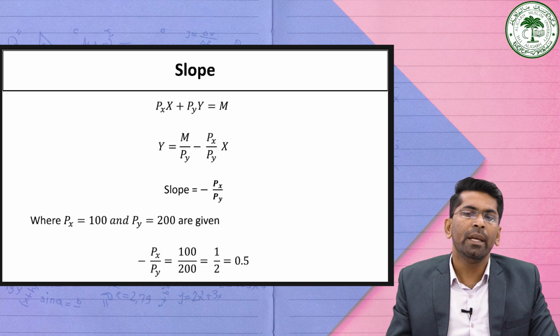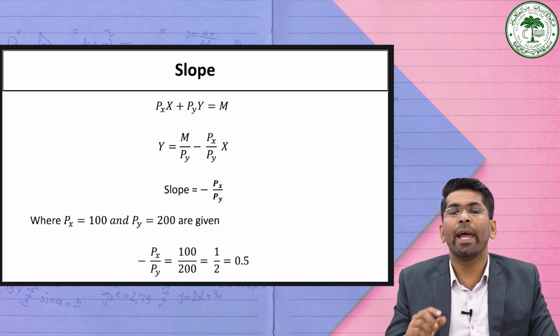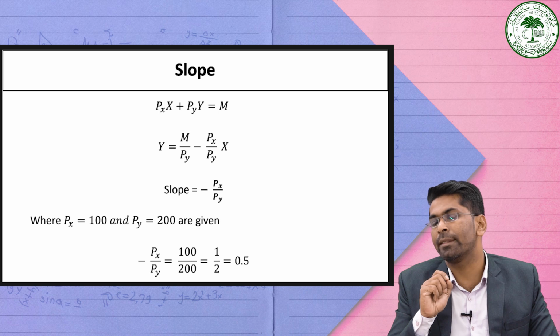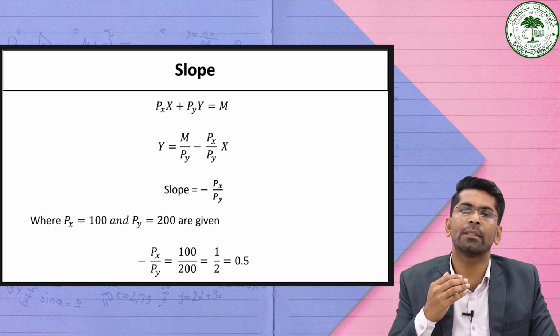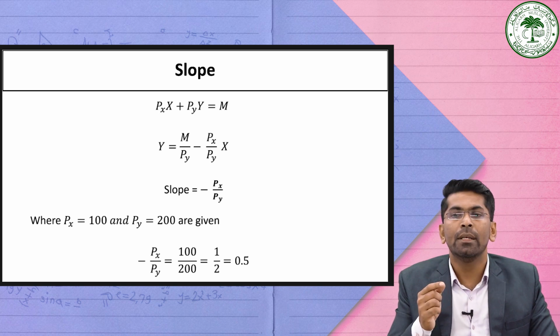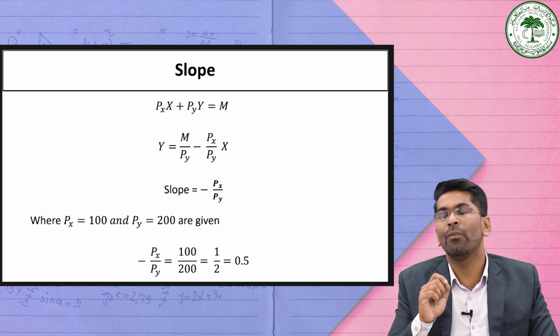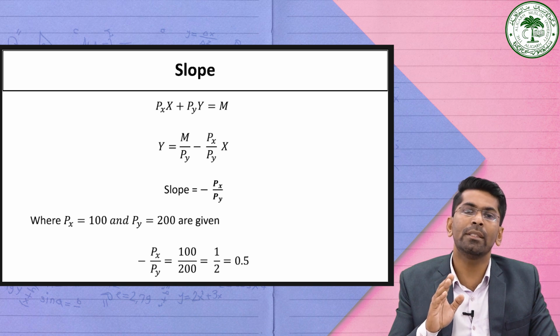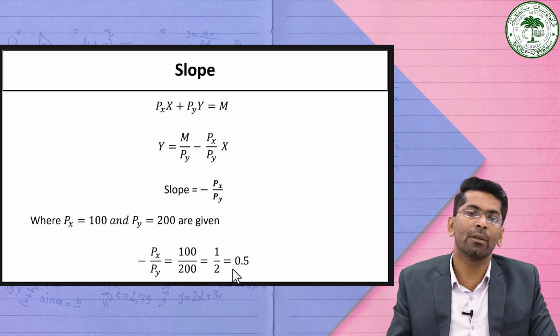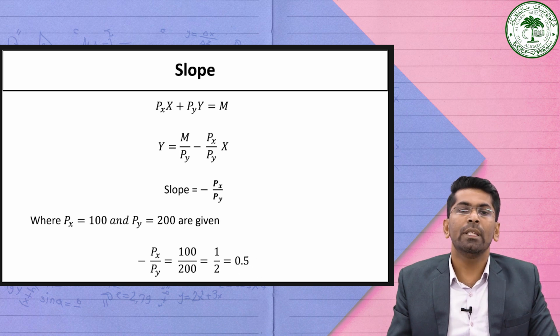And what does it show? It shows that to purchase an additional or extra unit of commodity X, we need to sacrifice 0.5 units of commodity Y. This is nothing but an opportunity cost. The opportunity cost of an additional 1 unit of commodity X is 0.5 unit of commodity Y. This is the interpretation of this particular solution. So this is regarding the slope of this particular budget line.